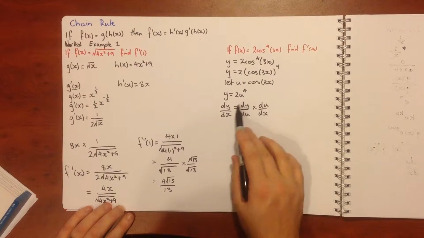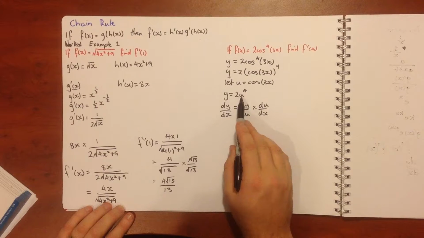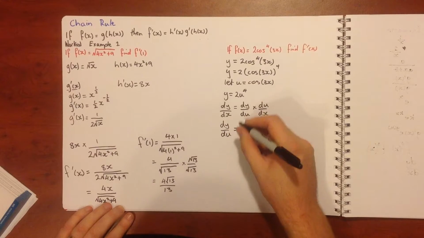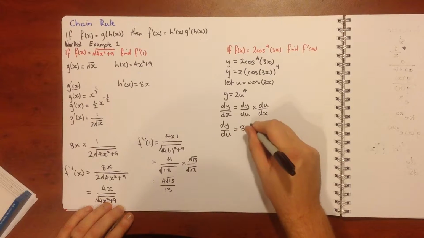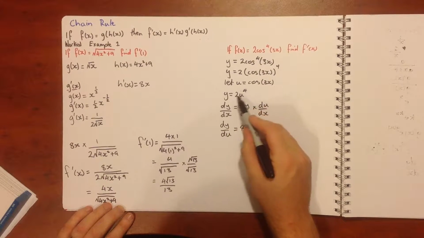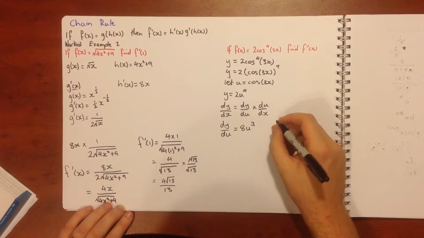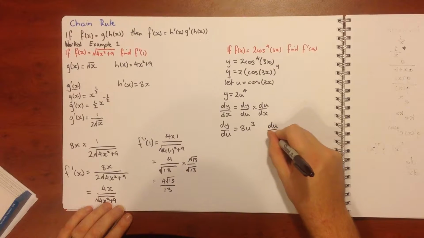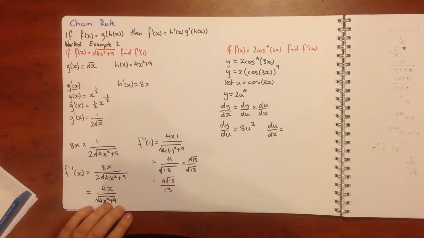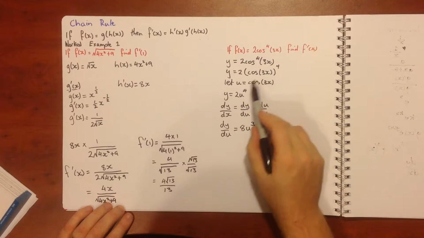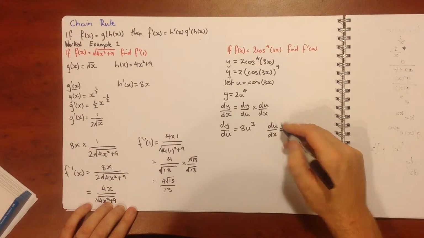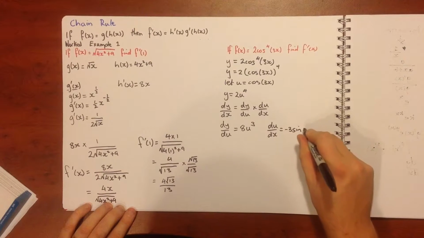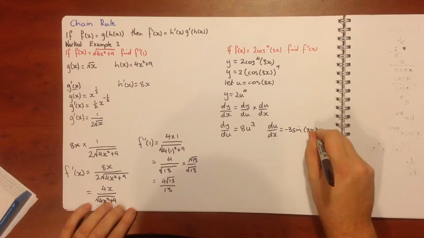In order to do that, we need a derivative of y with respect to u. So we can say dy du equals 8u to the 3, bringing our 4 down and reducing our power. We can also say our du dx. When we take the derivative of this, the derivative of cos is negative sine, and we've got to bring our 3 out. So it's negative 3 sine of 3x.